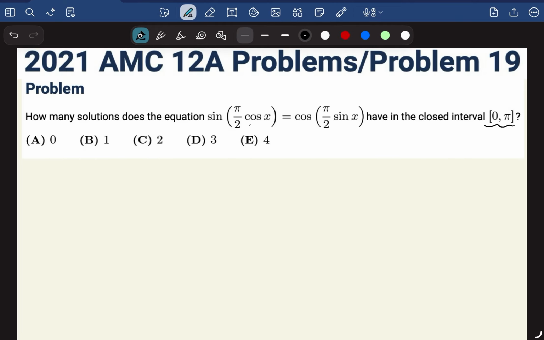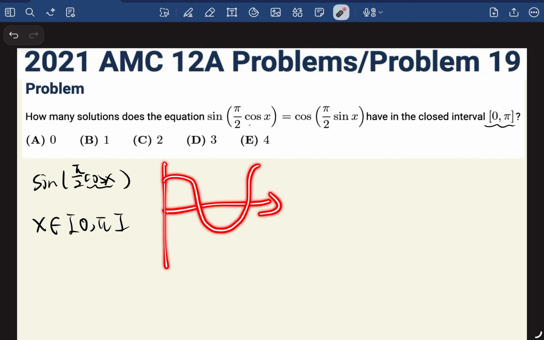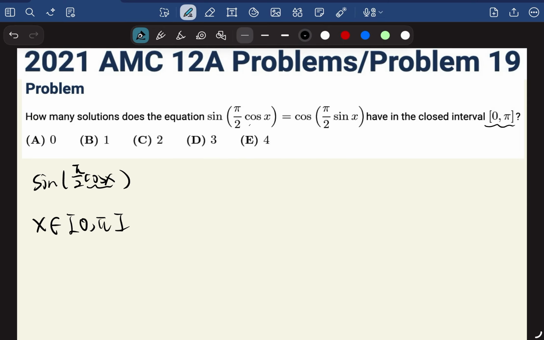The domain is given, so we can go from inside to outside to see the change of range or change of domain, right? So let's start with the first function, pi/2 cosine x. We start with the function inside, which is cosine x. Given that x is within 0 to pi, the graph of cosine is like this, and the pi is over here. So it's from 1, 0 to negative 1. So cosine x is within 1, 0, and negative 1.